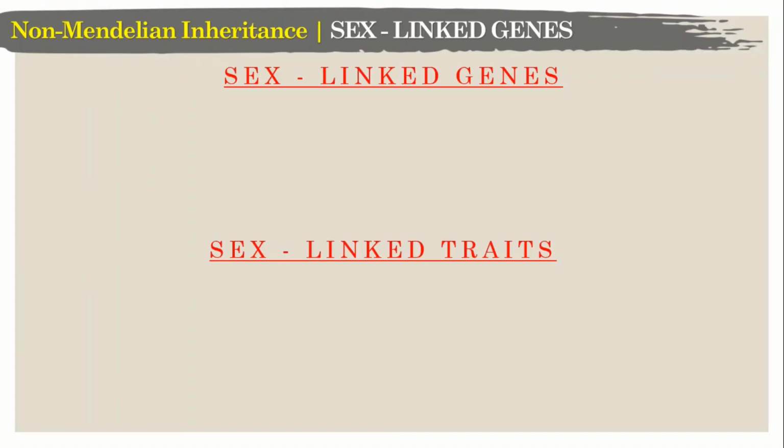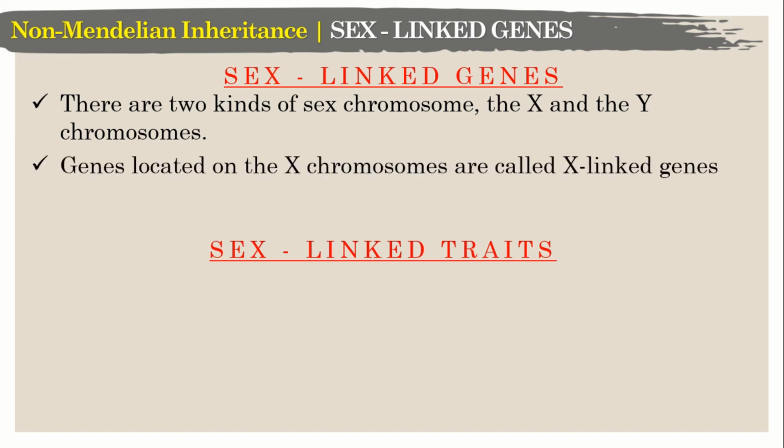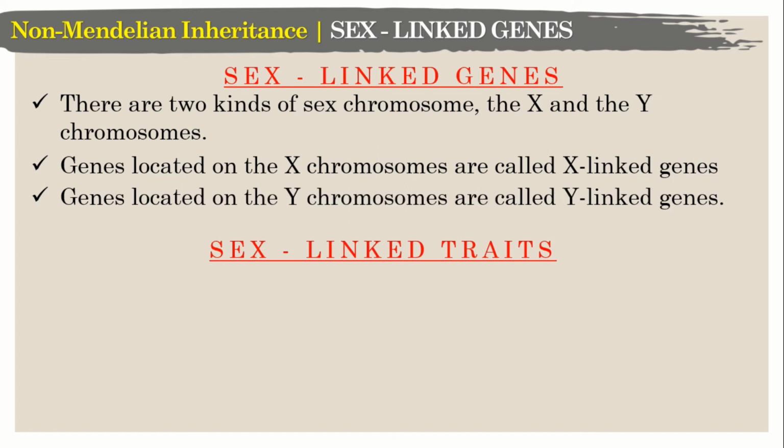Okay, so sex-linked genes. We have here the specific mode of inheritance under sex-related. What do we mean by sex-linked genes? So there are two kinds of sex chromosomes. Ano natin yun? We have X and Y chromosomes. If the genes are located on your X chromosomes, kadalasan naman ganun, ang tawag sa kanila ay X-linked genes. Unlike the other genes, which is located on your Y chromosomes, they are called Y-linked genes.